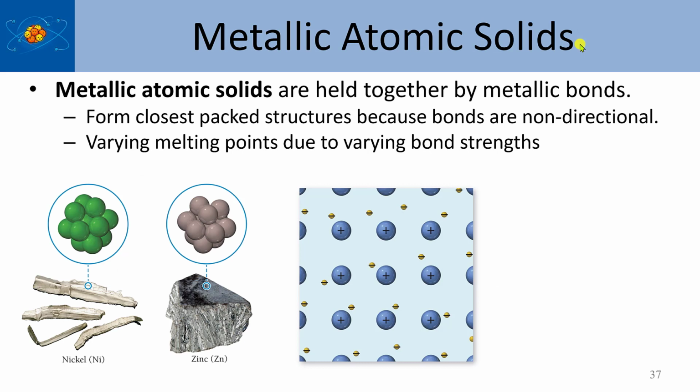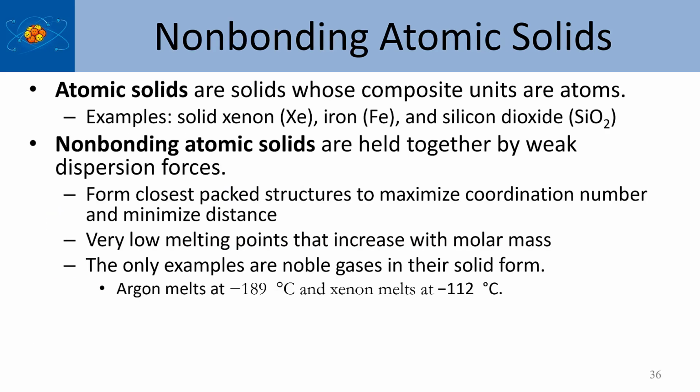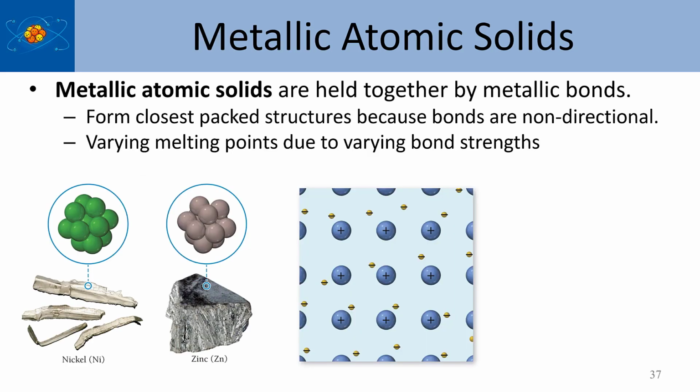So metallic atomic solids are metal atoms held together by metallic bonds, and I'll explain to you what that is in a second. But these generally, like non-bonding atomic solids, try to maximize interaction between the atoms. The bonds are not directional. That is, when the atomic solid forms the metallic bonds, these bonds spread out over all of the atoms in the structure.